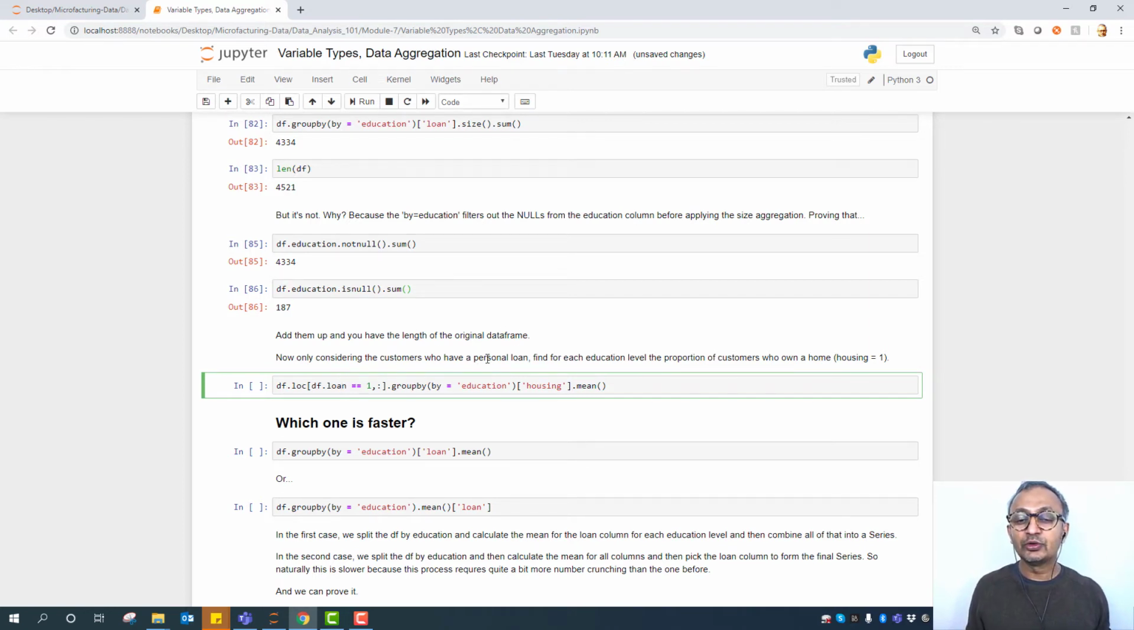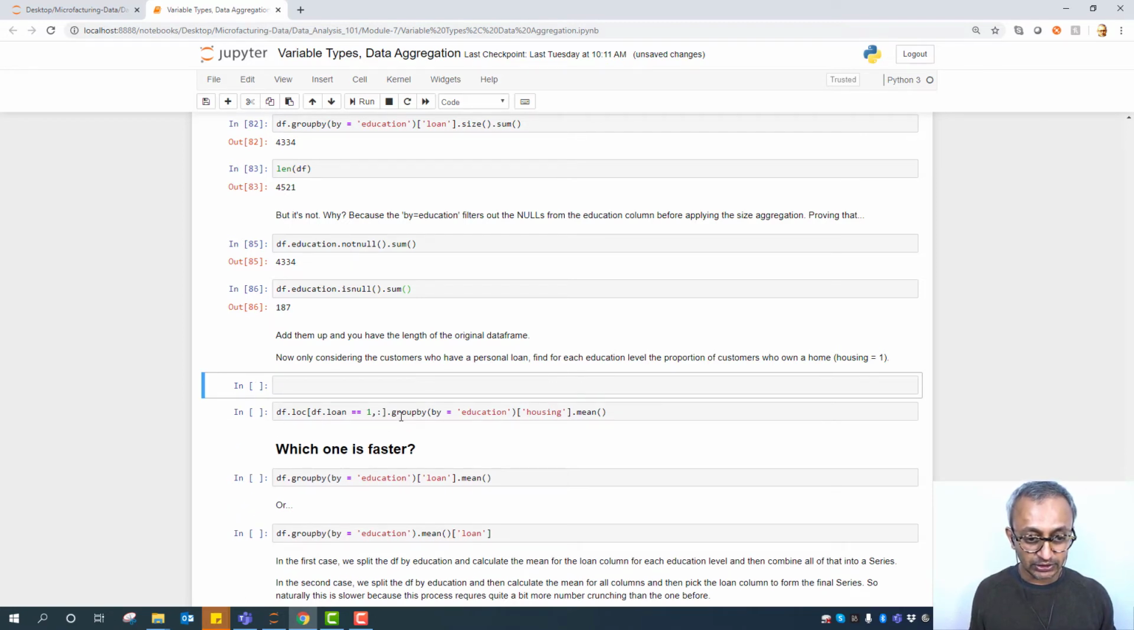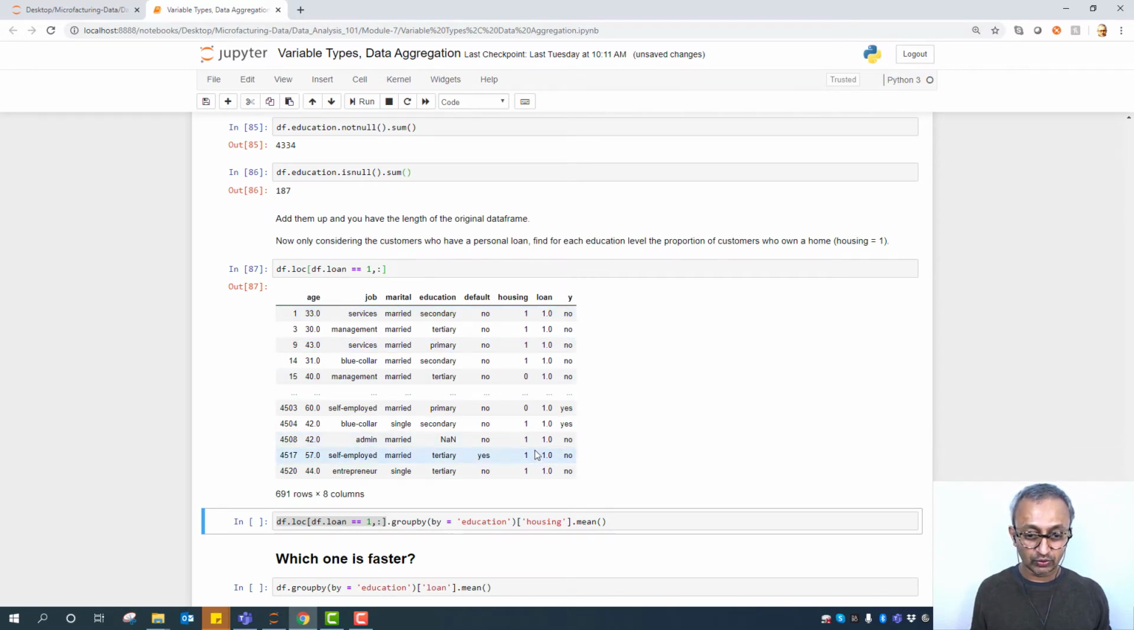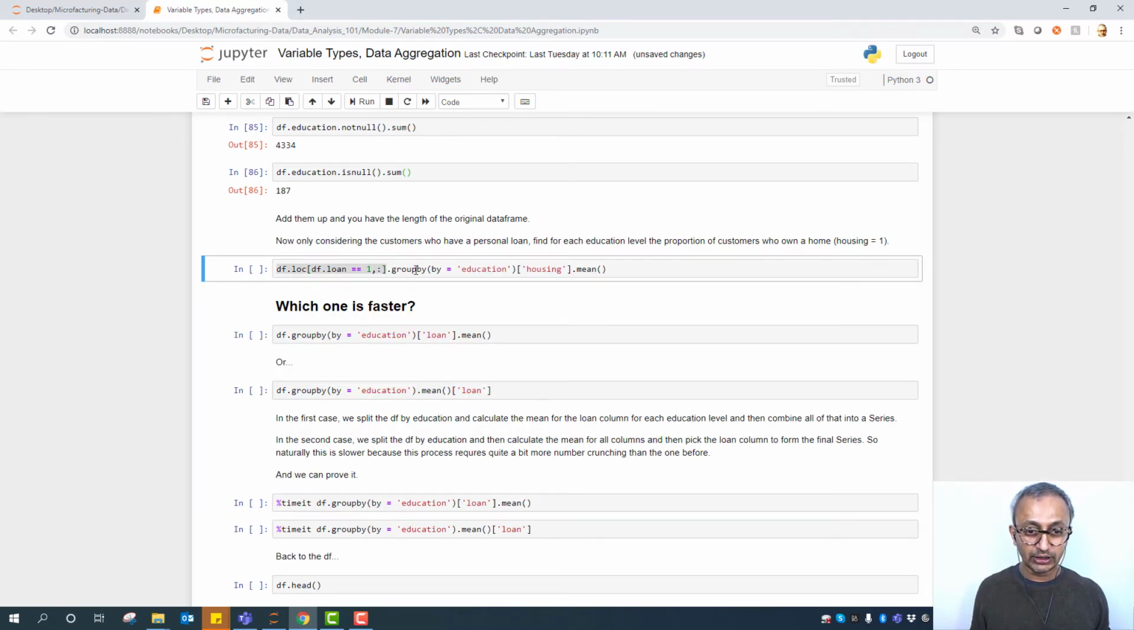Now, only considering the customers who have a personal loan, find for each education level the proportion of customers who own a home, housing equals 1. The moment you say for each education level, you have to use group by, but it is only asking for group by on customers who have a personal loan. So right away you know that you have to filter the data frame by folks who have loan equals 1, which is what we have done. Then we apply group by to that by education level, and that's what we are doing here.